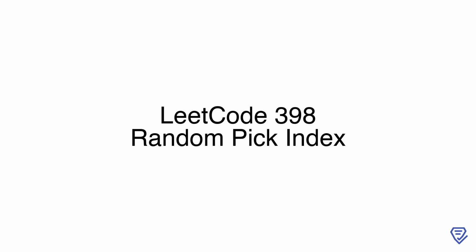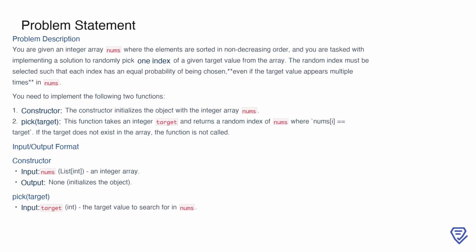Welcome! In this session, we will tackle problem number 398, titled Random Pick Index. We'll dive into the problem statement, explore various approaches to solve it, and analyze the complexities involved. Let's get started. In this problem, you're given an integer array called nums, which is sorted in non-decreasing order.